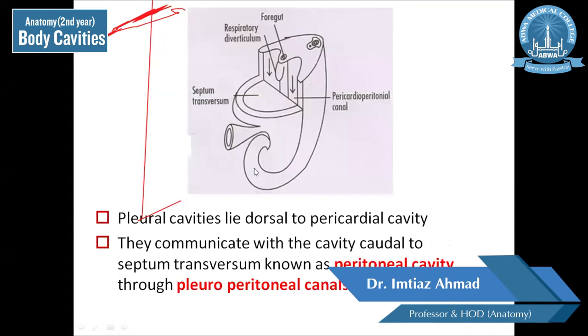The pleural cavities, they lie dorsal to the pericardial cavity. That was the cavity over here. Pleural cavities, they lie dorsal to it. They communicate with the cavity caudal to the septum transversum, the peritoneal cavity, through pleuroperitoneal canals. This one.